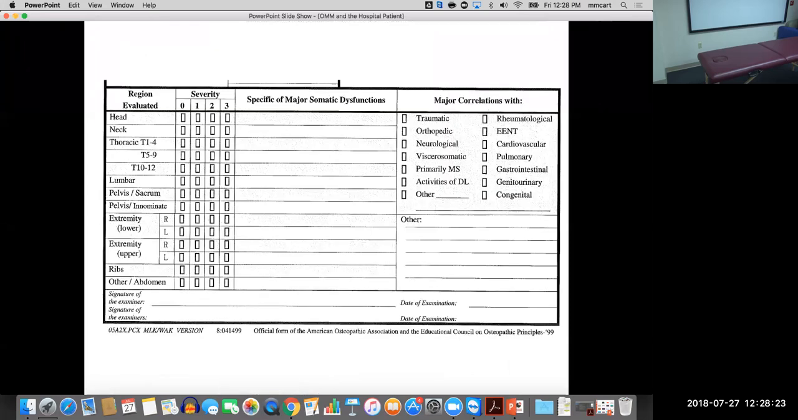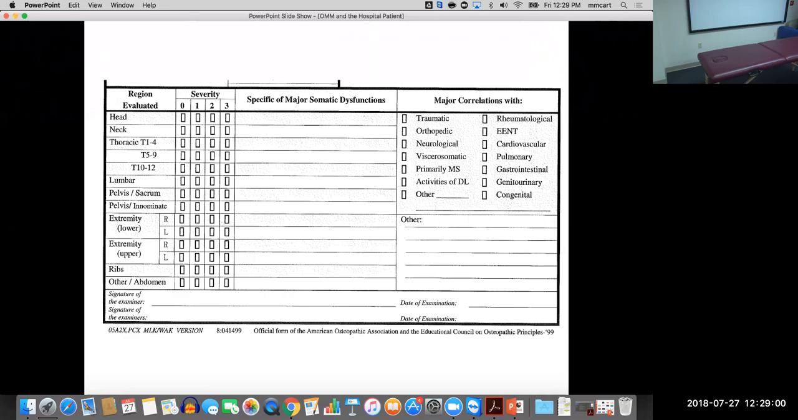Good. All right, and then the bottom half is a kind of a more detailed way of filling in the severity. So they give you the 0 to 3 option for the head, neck, T1 to 4, 5 to 9, 10 to 12, lumbar, pelvis, sacrum, innominate, and the extremities, rib cage, abdomen. And then the way they have it here is there's a blank spot. So if you're the one that's like, well, I don't know why they didn't include my favorite diagnosis, then you just write your favorite diagnosis in there.